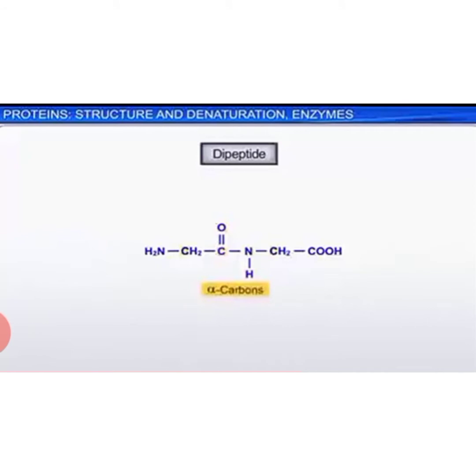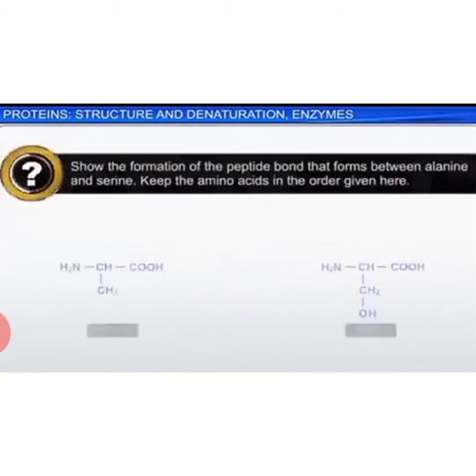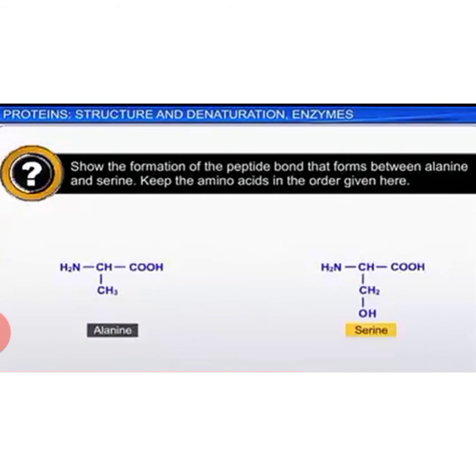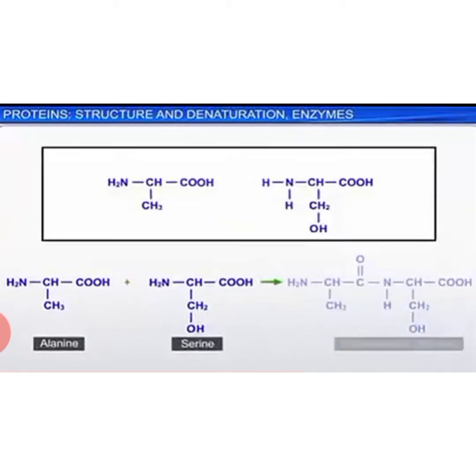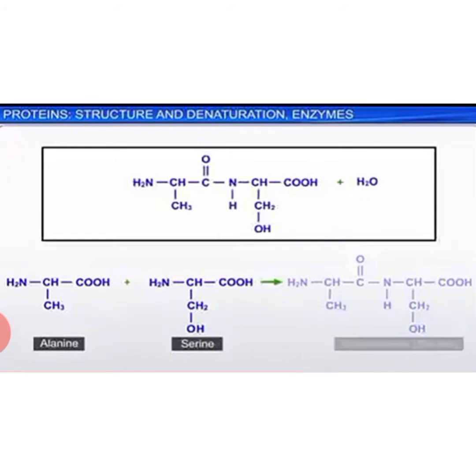Let's work on a practice problem. Show the formation of the peptide bond that forms between alanine and serine. Keep the amino acids in the order given here. It may help to start with the peptide backbone. Then look up the side chains and include them in the correct order. The alanine-serine, represented as Ala-Ser, dipeptide results.